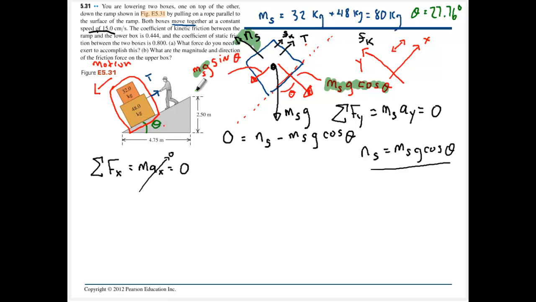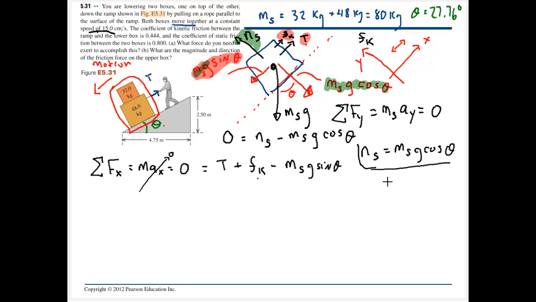So I'll change my color. I've got my mass times gravity sine theta, got my frictional force, and I've got my tensional force. So I have my tension upwards, I've got my frictional force, kinetic friction, and mass of the system, gravity, sine theta in the downwards direction.